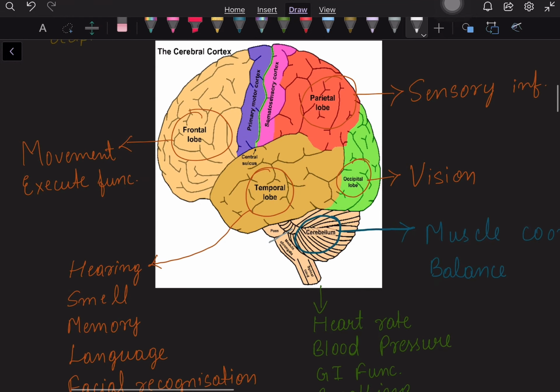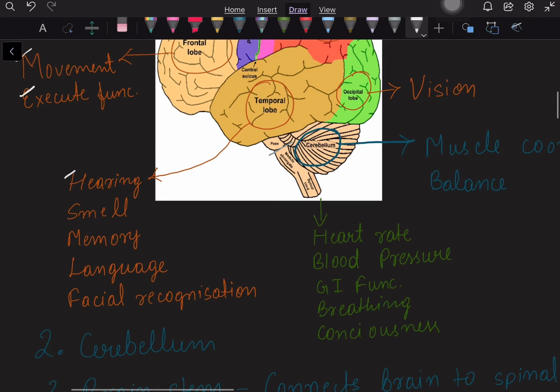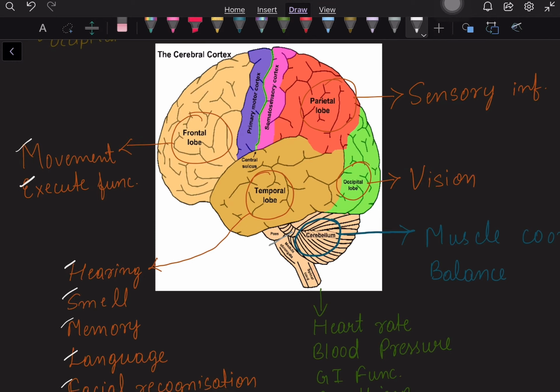Here are the functions. The frontal lobe has the function of movement and executive function. The temporal lobe has the function of hearing, smell, memory, language and facial recognition. The occipital lobe has the function of vision. The parietal lobe has the function of sensory information.